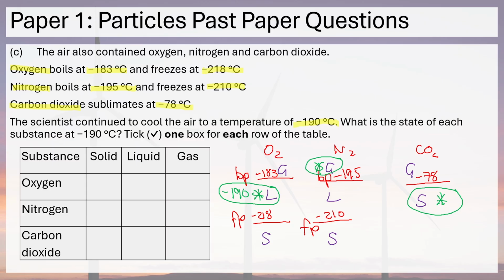So rather than trying to just work out what's going on with the numbers in my head, I find doing a little diagram and thinking about it that way means I'm much less likely to make a mistake. So if I then go to my tick list, my oxygen is a liquid, my nitrogen is a gas, and my carbon dioxide is a solid.